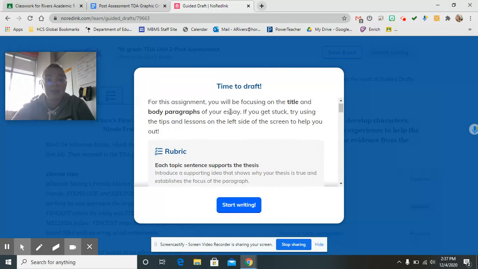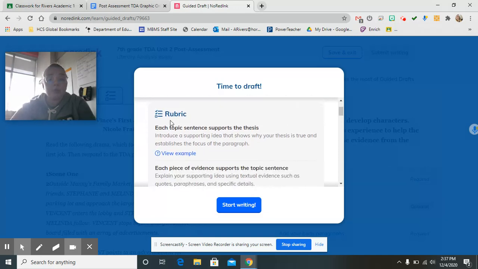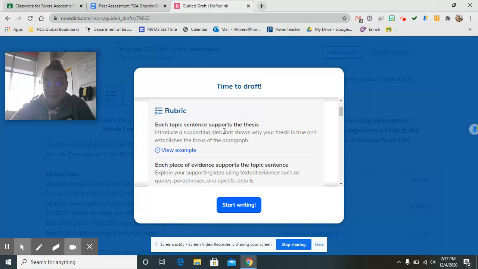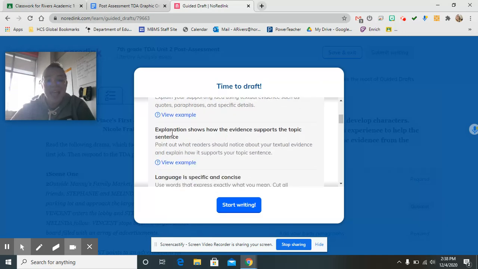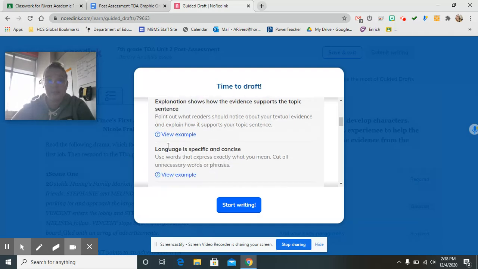For this assignment, you will be focusing on the title and the body paragraphs of your essay. If you get stuck, try using the tips and lessons on the left-hand side of the screen to help you out. The rubric says each topic sentence supports the thesis. Each piece of evidence supports the topic sentence. Explanation shows how the evidence supports the topic sentence. Language is specific and concise. That means you use words that express exactly what you mean. Cut out anything that's unnecessary.